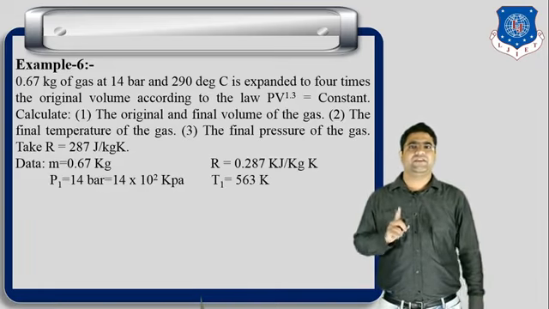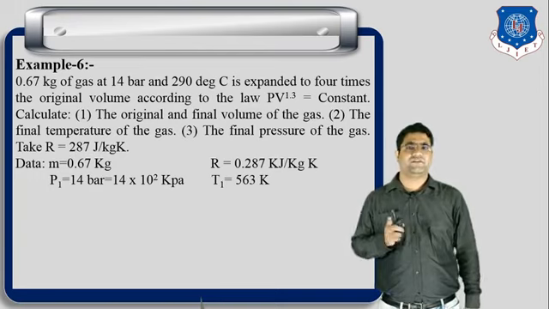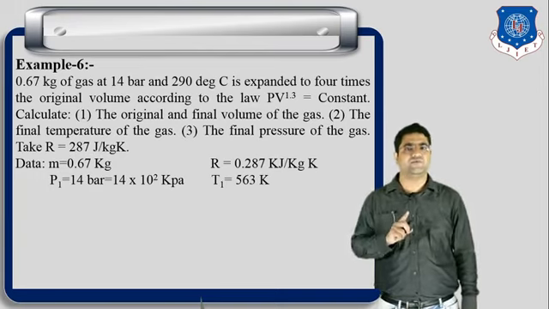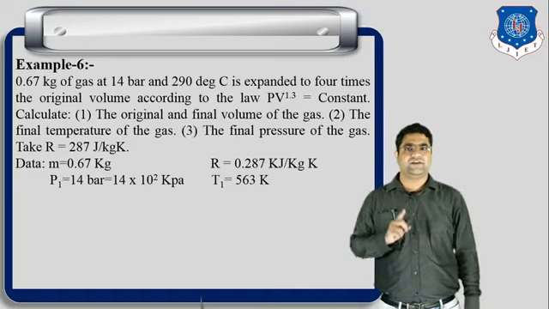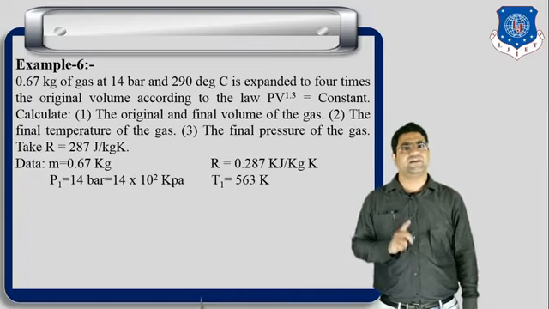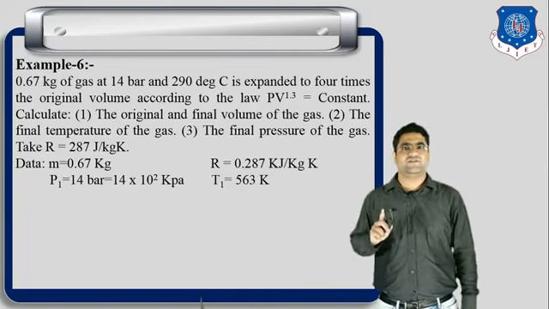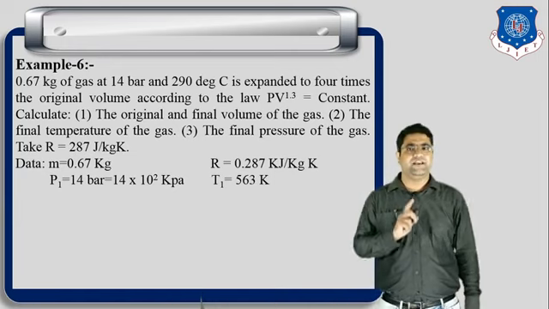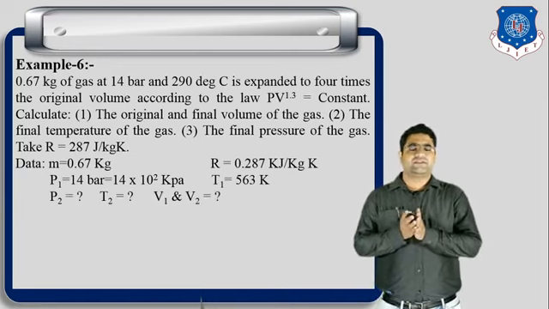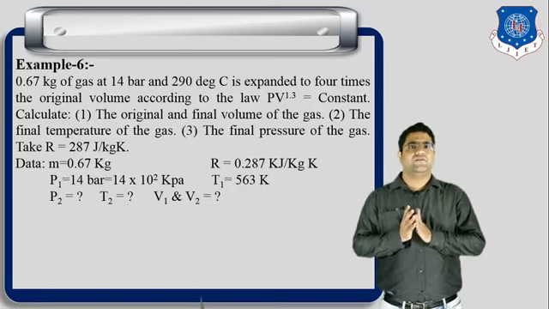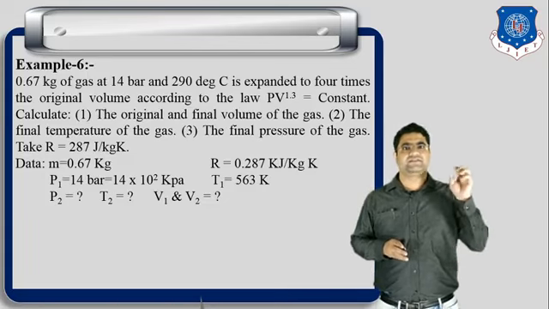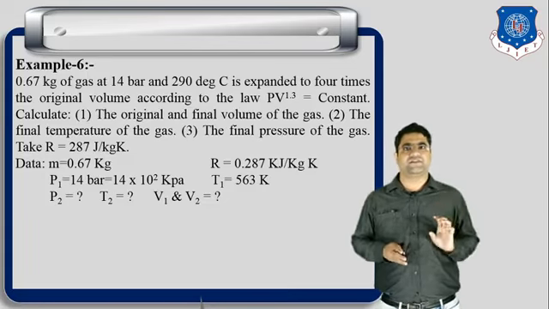Next, they have given the initial pressure, that is 14 bar. So we have to convert the bar into kilopascal. So we can write 14 multiplied by 10^2 kilopascal. T1 is given in degrees Celsius, so we have to convert it into Kelvin. So the value of T1 is 563 Kelvin. Okay, now the law that it follows is PV raised to 1.3 equals constant. So from this equation we can understand this numerical is of the polytropic process.